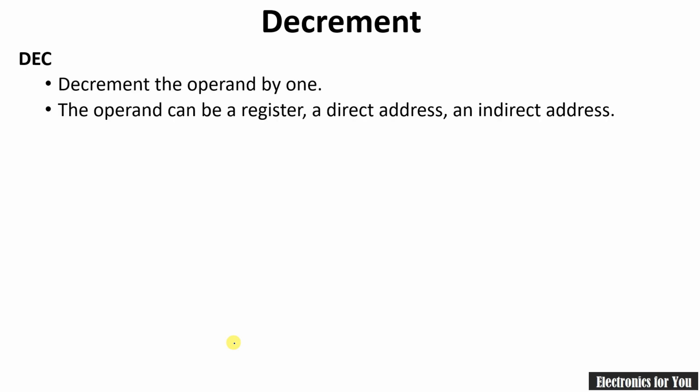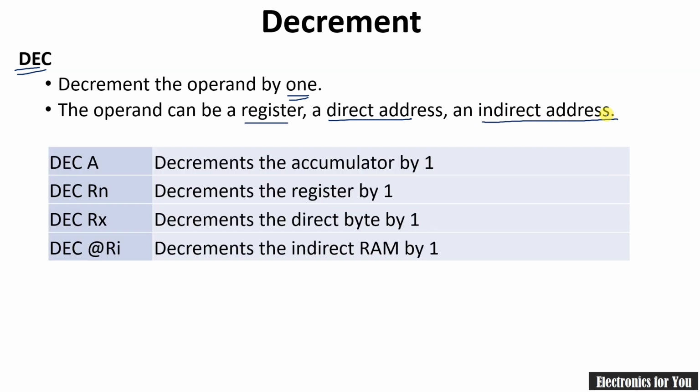Next are the decrement instructions. As it indicates a decrement operation, its opcode is DEC, and it will decrement the content of the operand by 1. The operands may be register, direct address or indirect address. There is no data pointer. These are the examples of decrement operation. The same instructions are there: DEC A, DEC Rn, DEC direct, which is the direct memory address, and DEC @Ri. All these are the decrement instructions.